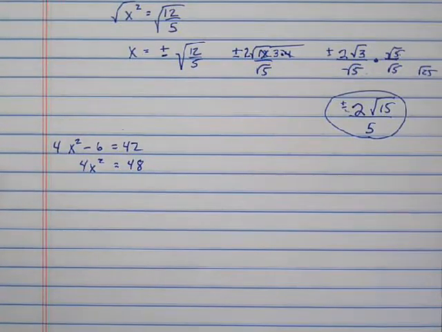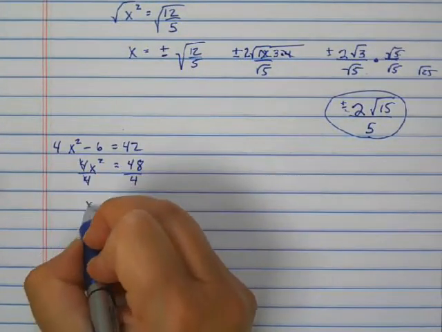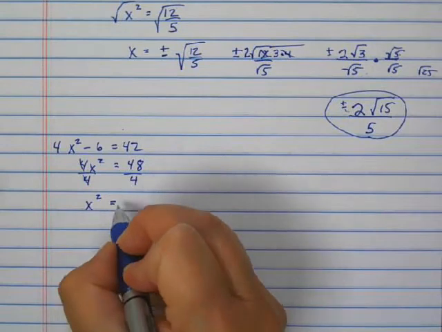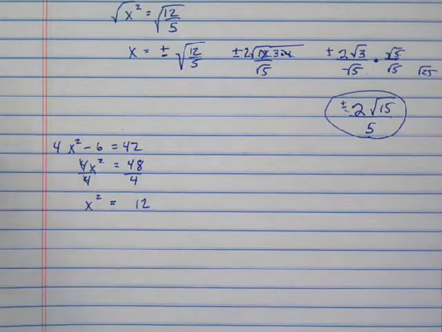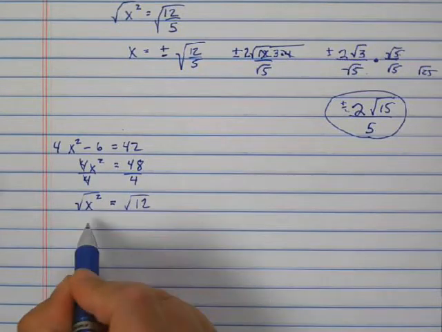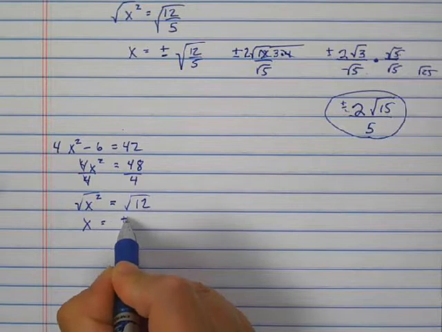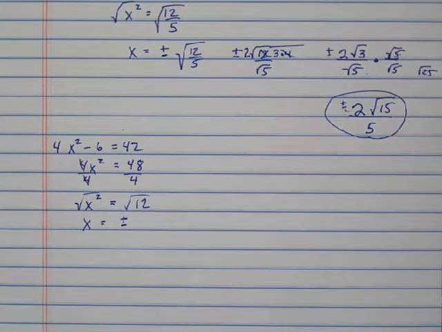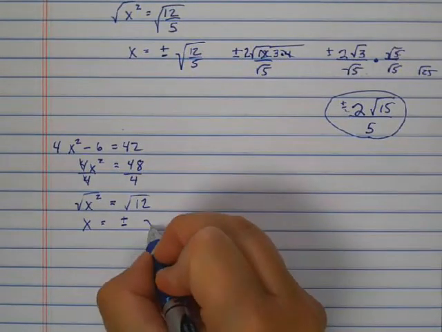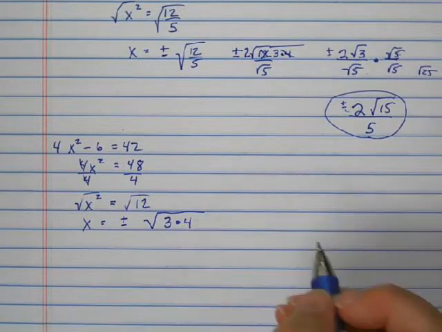The next thing I'm going to do is divide both sides by 4. Because before I can square root, I need to get it down to just x squared. So x squared equals 12. And now I'm going to square root both sides. And when I square root both sides, on the left side I get x, and on the right side I get plus or minus, because I am always going to get two answers when I square root. And then I have to simplify the number 12. And I see that 12 is 3 times 4.